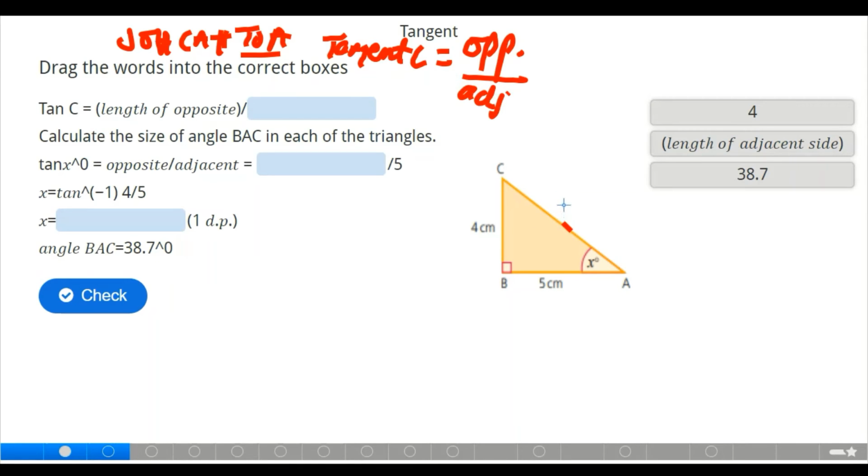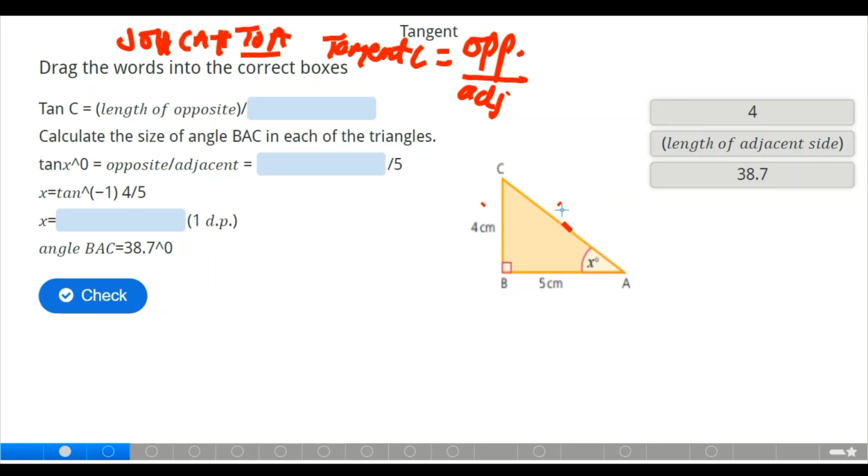We've made mention of the right angle triangle: this is the hypotenuse, this is the opposite, and this is the adjacent, depending on where the angle is facing. Wherever the angle is facing is what we call the opposite. So if the angle is facing C up here, then the 5 centimeter side is going to be the opposite. So tan C is the length of the opposite divided by the length of the adjacent side.